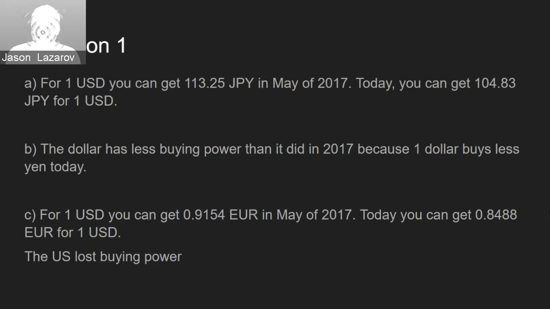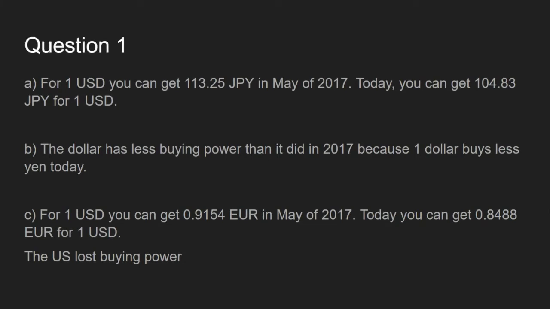For question one, according to table one, for $1 you can get 113.25 Japanese yen in May of 2017. However, today you can get 104.83 Japanese yen for $1. This means that the dollar has less buying power than it did in 2017 because $1 can buy less yen today. That was for part B.